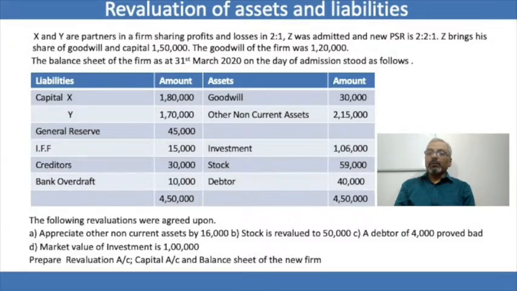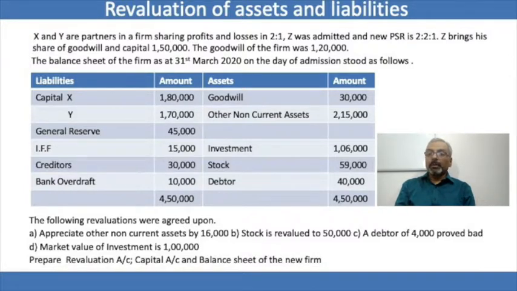Now the following revaluations were agreed upon. Number one, other non-current assets were increased by 16,000. That means it was appreciated by 16,000. Stock is revalued to 50,000. That means it went down by 9,000. Now a debtor of 4,000 proved bad. Therefore, the value of debtors goes down. And you can see the market value of investment is given as 1 lakh. So the value of investment has gone down from 1,06,000 to 1 lakh.